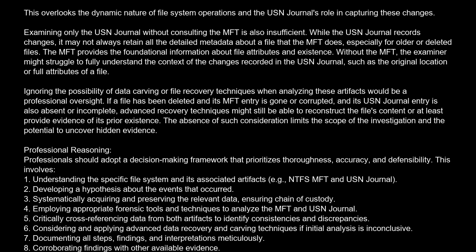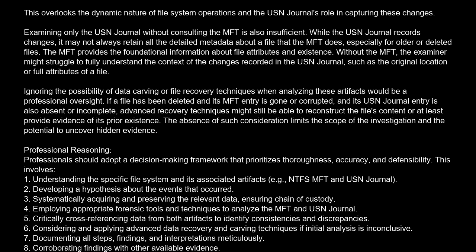Professional reasoning. Professionals should adopt a decision-making framework that prioritizes thoroughness, accuracy, and defensibility. This involves: 1. Understanding the specific file system and its associated artifacts, e.g., NTFS, MFT, and USN Journal. 2. Developing a hypothesis about the events that occurred. 3. Systematically acquiring and preserving the relevant data, ensuring chain of custody. 4. Employing appropriate forensic tools and techniques to analyze the MFT and USN Journal. 5. Critically cross-referencing data from both artifacts to identify consistencies and discrepancies.